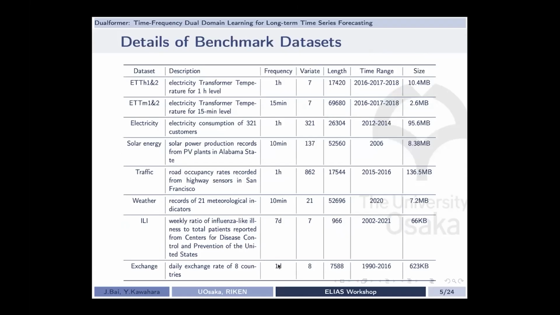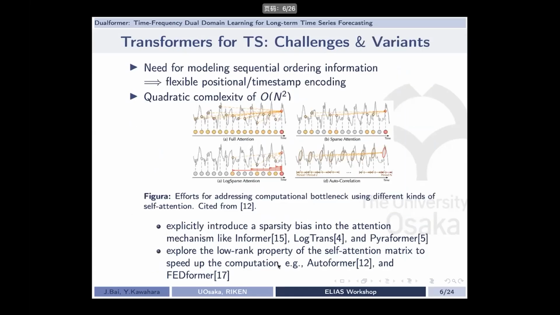Here are the details about those benchmarks. For example, ETT refers to electricity transformer temperature data recorded every hour or every 15 minutes, and also some electricity consumption data, and so on. So the frequencies are very different, and some of this data can be very long. That's why we call it long-term time series forecasting. These are the details about the benchmark datasets.